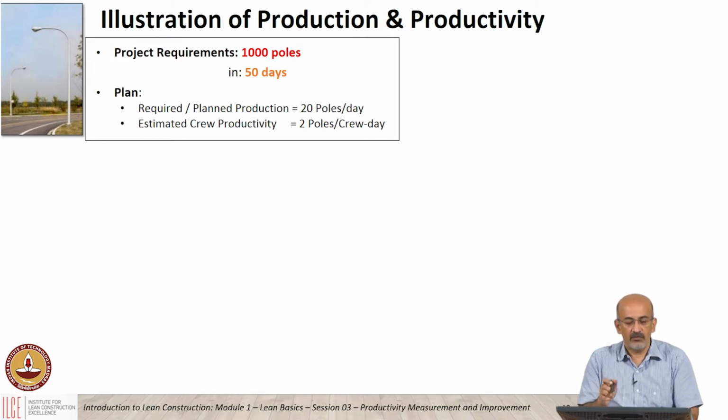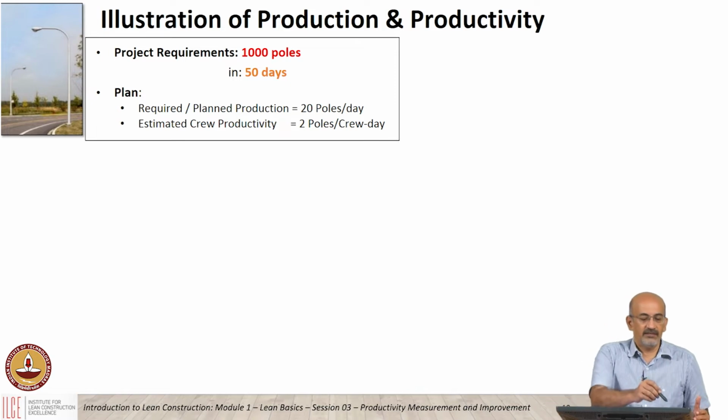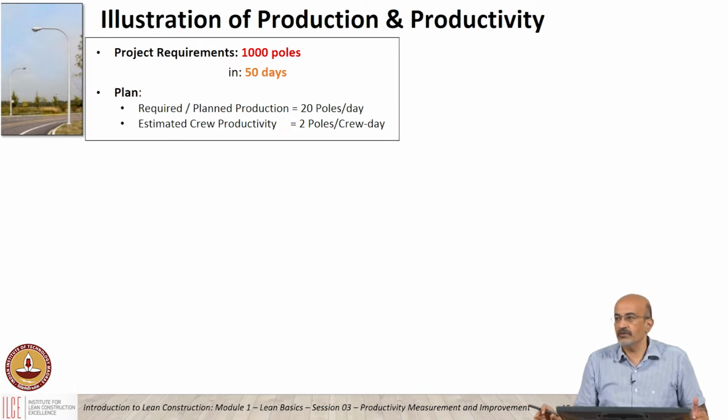We have a project requirement of 1000 poles to be installed in 50 days. So you can see these are typical lighting poles on a street. And if we say that these have to be installed in 50 days, that's all I'm giving as an initial requirement. So you need to install 20 poles a day, and that is the production.